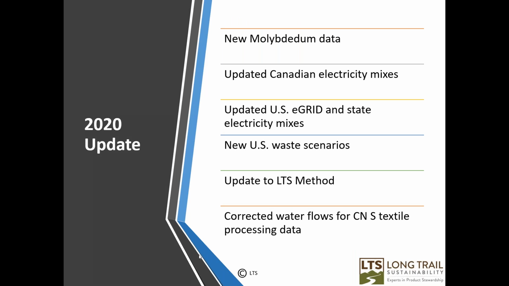So getting into the 2020 update. The DATASMART 2020 update includes 10 new processes, 76 updated processes, and 11 corrected processes, ranging from new molybdenum data, updated electricity mixes, new U.S. waste scenarios, and more.